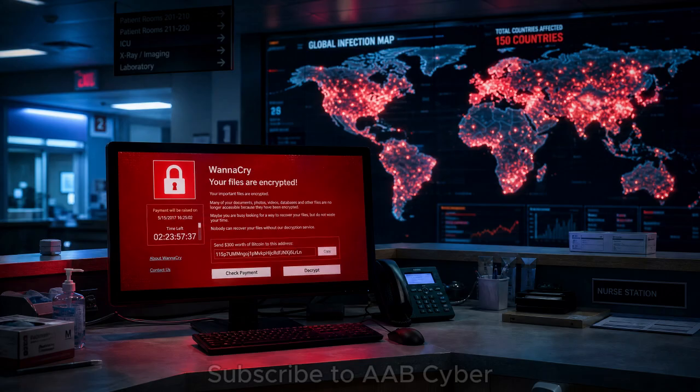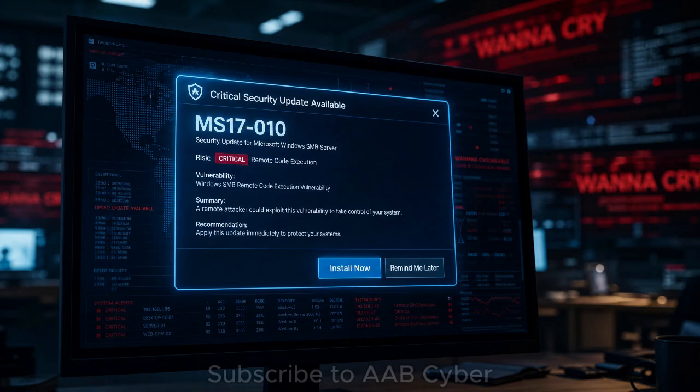The UK's National Health Service was forced to cancel surgeries and divert ambulances. Here's the detail that should really stick with you. Microsoft released a patch for MS17-010 a full month before WannaCry hit. Every single infected machine had a known vulnerability, with a known, available fix, and simply hadn't applied it. That's why patch management, unglamorous as it sounds, is one of the highest leverage jobs in the entire industry.